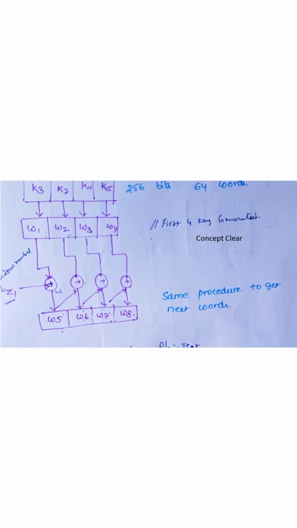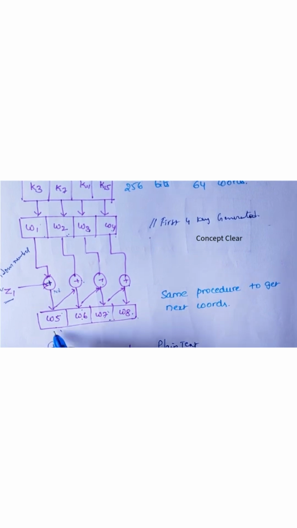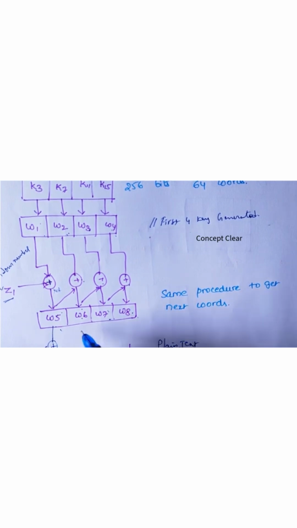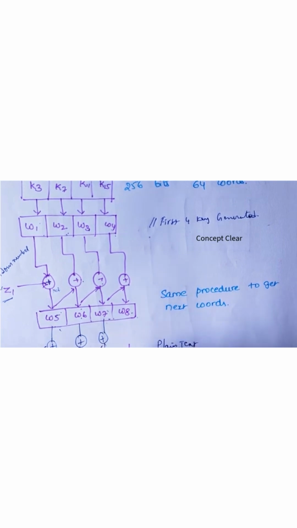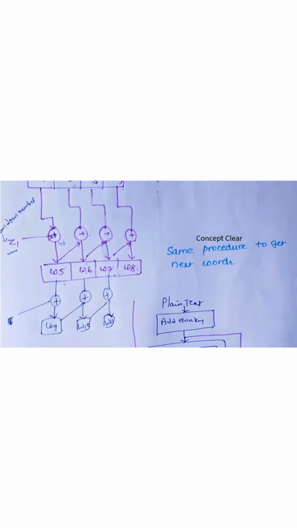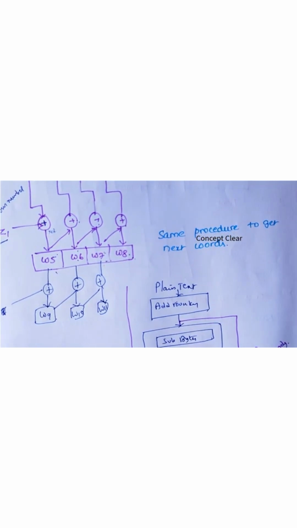Again, if you want to generate W9, we take one more variable and perform XOR operation with W5, and we will get W9. Again, if you want to generate W10, XOR operation with W9, we will generate W10. Like this, if you want to generate W11, it is W10 XOR with W7, then we will generate W11. Like this, the procedure will continue up to however many keys you want.